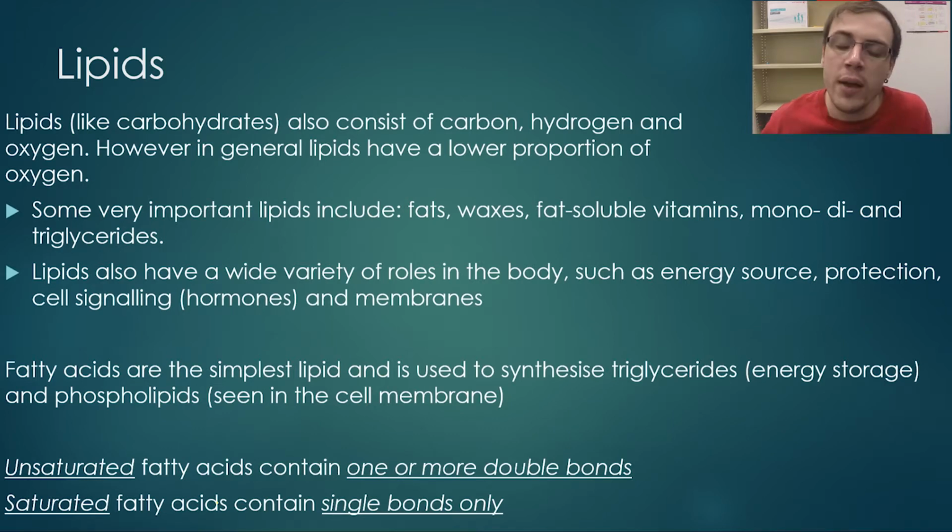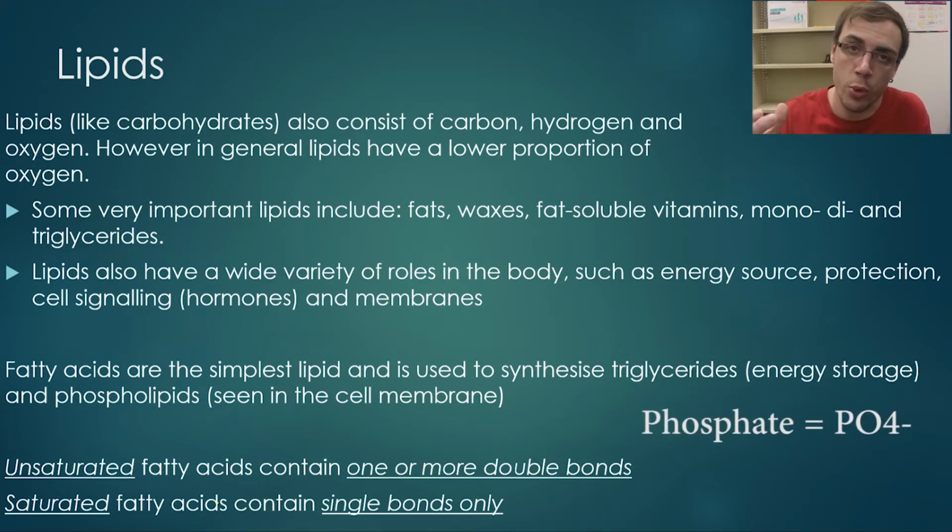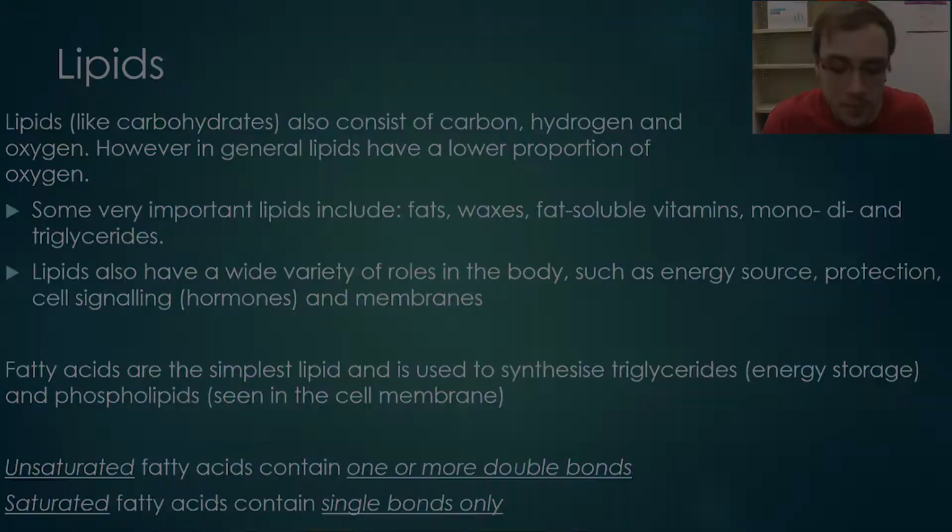Now, lipids also have a wide variety of different roles inside of the body. So not only are they a brilliant energy source, but they also provide us with protection. They also are used in cell signaling, so they're used as a type of hormone. And they're also seen inside of our cell membranes. Now, lipids are constructed from what are called fatty acids. So a fatty acid is the simplest form of a lipid, and this can come as a triglyceride, which I'm going to explain in a moment, or a phospholipid, which is essentially just a lipid that contains a phosphate group. And this is what we see in our cell membrane.